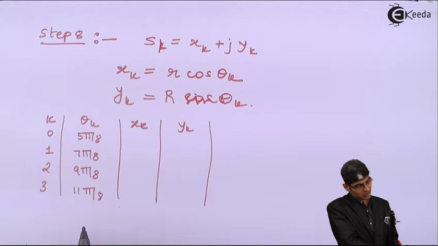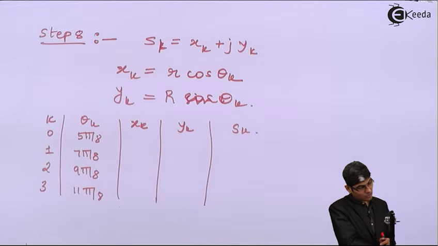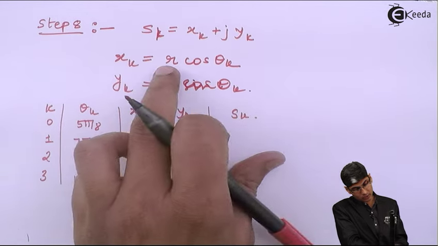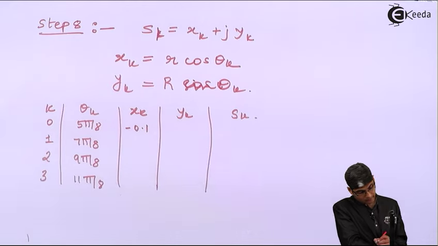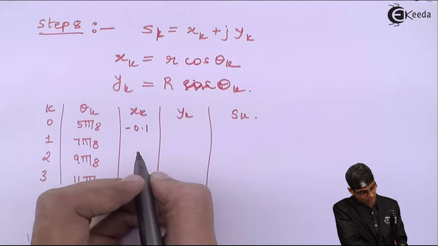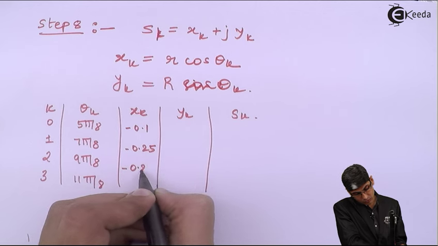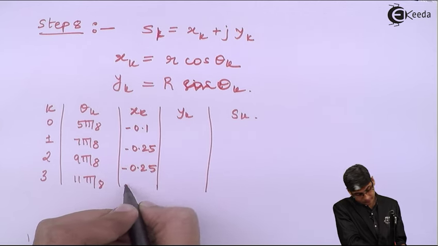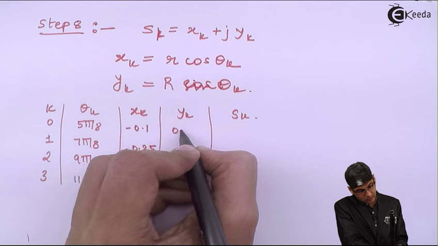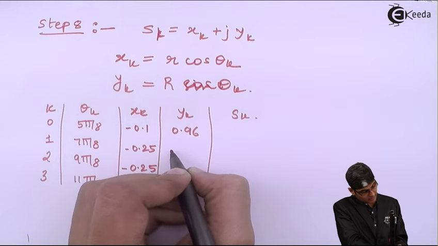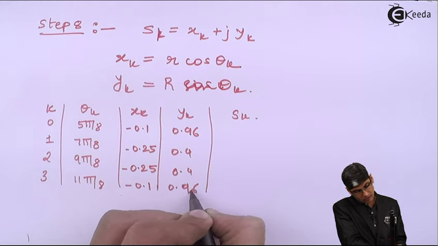Okay, and combined I will write the value of s of k. So x of k for 5 by 2, if you put cos 5 pi by 8, you will get the value as minus 0.1. Then for s of 1 you will get the value as minus 0.25, then minus 0.25 and minus 0.1. Next factors here, 0.96, then 0.4, then 0.4 and then 0.96.